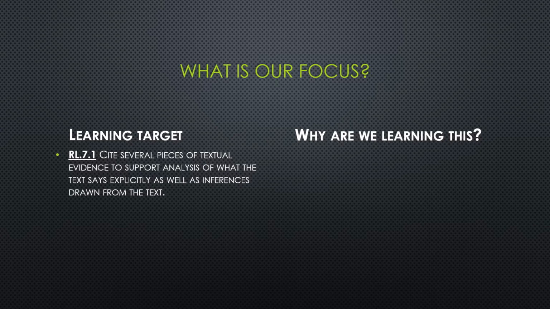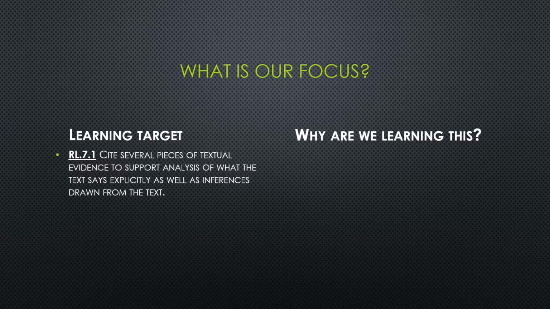Now, when we say explicitly, that means word for word. Remember the line that we use in class, I said what I said. It is directly stating what is meant. So what the text says explicitly, word for word, as well as inferences drawn from the text. Remember, when you're drawing inferences, that means it's going to be your background knowledge plus your information from the text. That's going to give you your inferences.